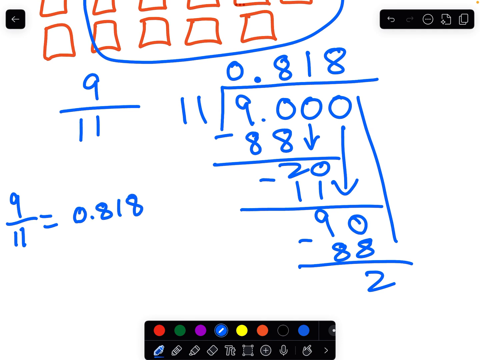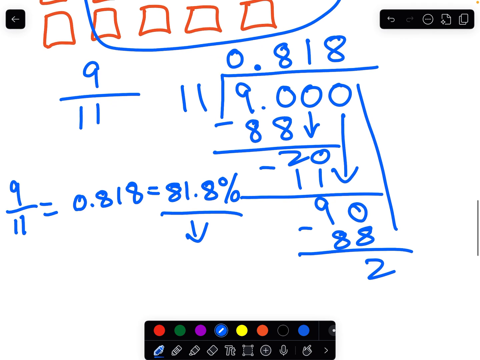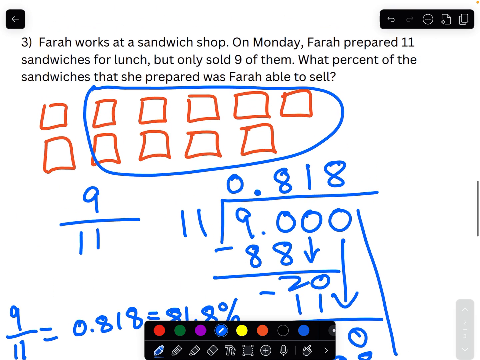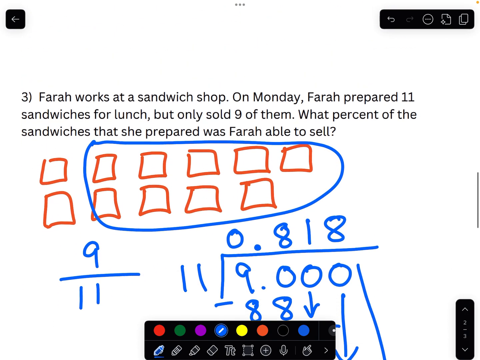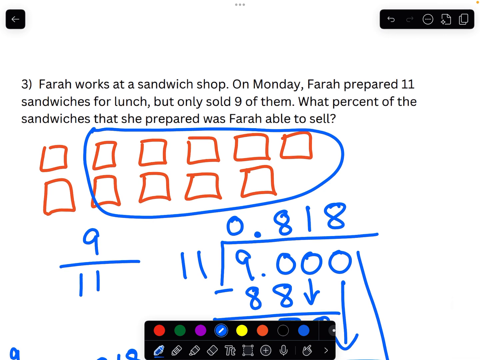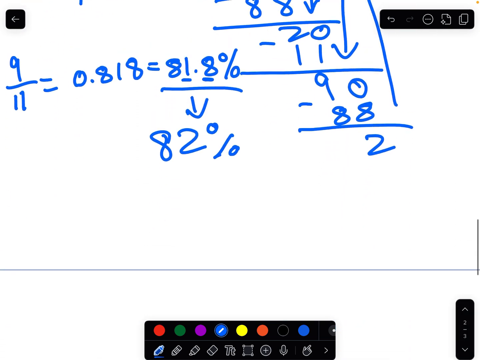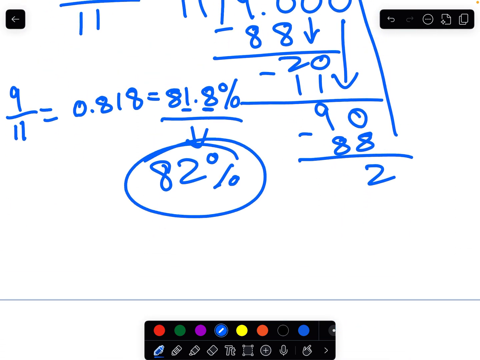9/11 equals 0.818. What is that as a percent? Well, it equals 81.8%. But remember, I am rounding. And to round the decimal to the nearest whole number percent, we've got 8 here, which is going to cause this 1 to go up. We've got 82%. Going back to my original question, what percent of the sandwiches that she prepared was Farah able to sell? Well, she sold 9 out of 11, which is 82%.